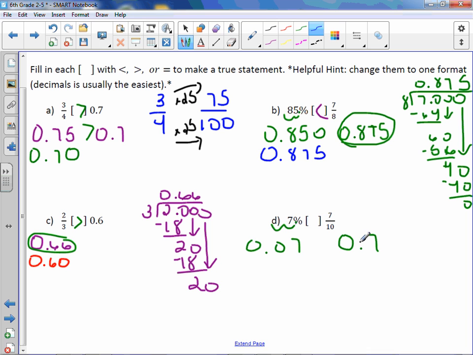So let's bring the 0.7 and line it up. 0.7. When I say line it up, again, I mean line up the decimal points. As you can see in all of these problems, the decimal point is lined up. And we're going to put in a filler 0. Compare the digits. 0, 0, and 7. The 7 is bigger, which is this number over here. So it's the less than symbol.